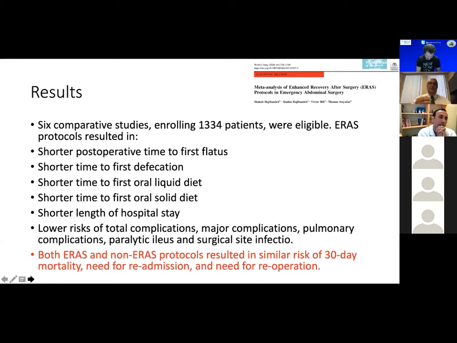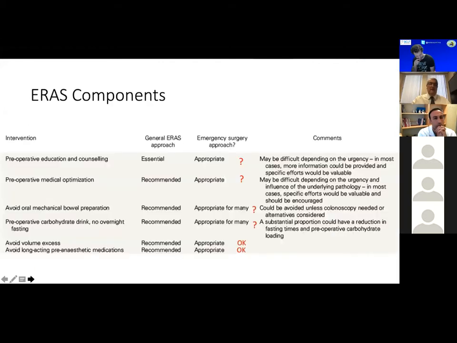So we need to really think more broadly in terms of what is emergency general surgery that we want to act upon implementing these ERAS guidelines. So here are the components.